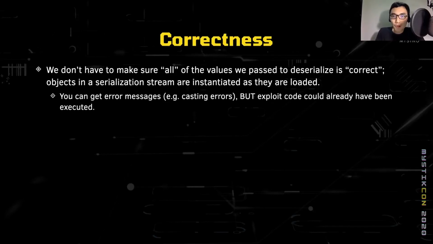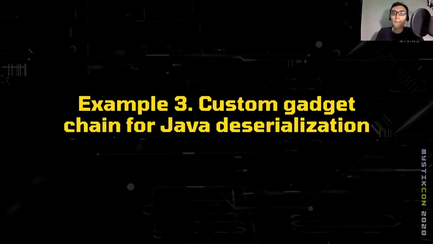But without further ado, one more example, and here I will hand back to Mukhtar to show some custom gadget chains that you can do for Java deserialization. Here he will show something quite interesting. So let's hand over back to him. Thank you, Donovan.